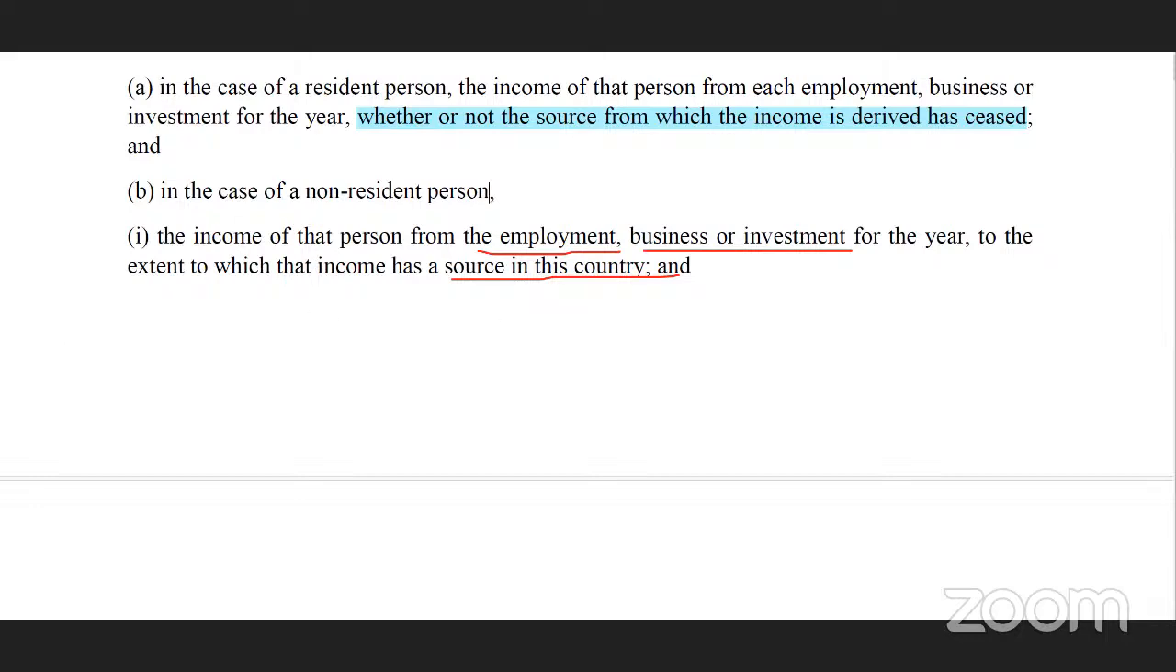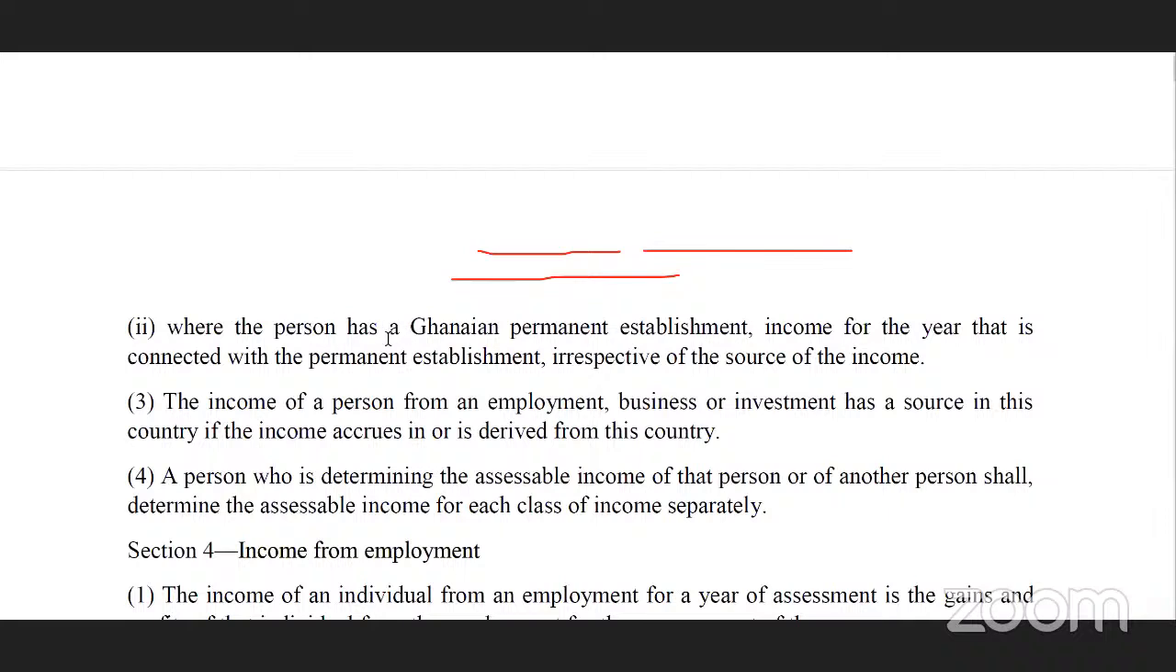But what if Kenichi had a business, meaning he has what we call what? A Ghanaian permanent establishment. If Kenichi has a Ghanaian permanent establishment, then income for the year that is connected to the PE, irrespective of what? The source of the income. This also connotes worldwide income. So far as Kenichi has a Ghanaian permanent establishment, which I'll come and teach you later, for you to understand the rules of permanent establishments, we are saying that if Kenichi has a business in Ghana, basically, if he has a fixed place where he's doing business in Ghana, or a place at his disposal, which he's using as a business, right?